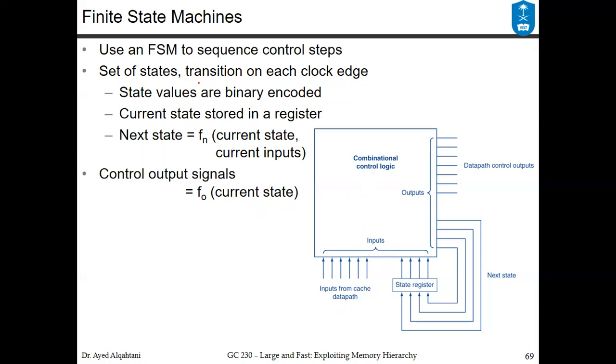So you have a set of state transitions at each clock edge. The state values are binary encoded, and the current state is stored in the register, which is this state register. Now, the next state function, which is the function that you need to find here, is a function of the current state and the current inputs. So to find this, you need both of them. Now, the control output signals, which are these outputs, are a function of only the current state. And this is actually the Moore model. This is the Moore model.